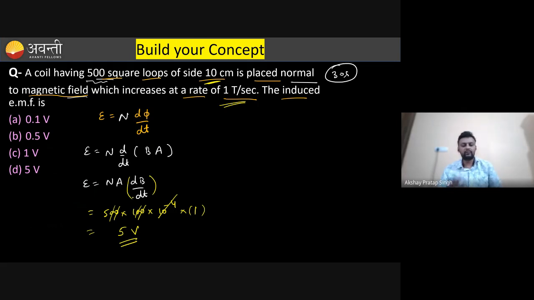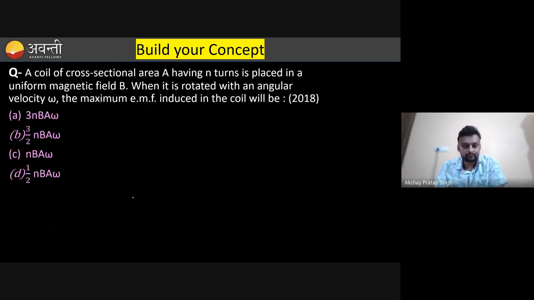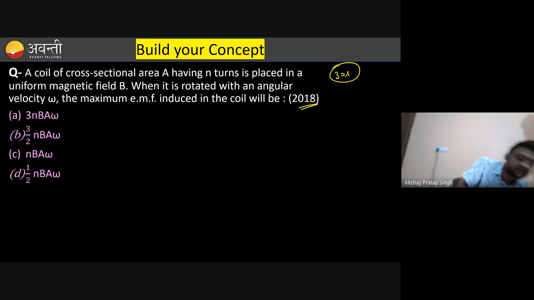Very good. Moving further. Another question. You again have 30 seconds to answer the question. This question was asked in the 2018 mains examination.